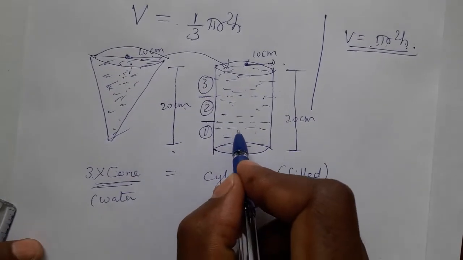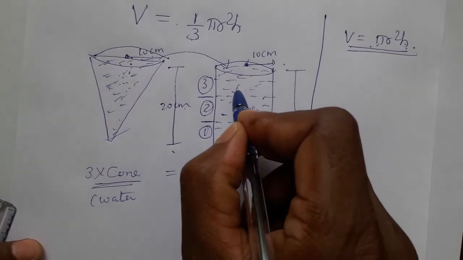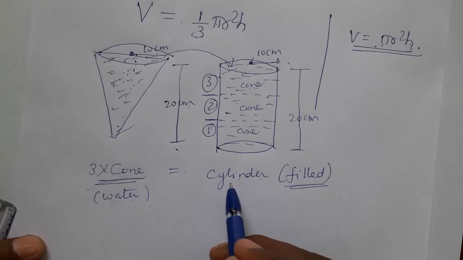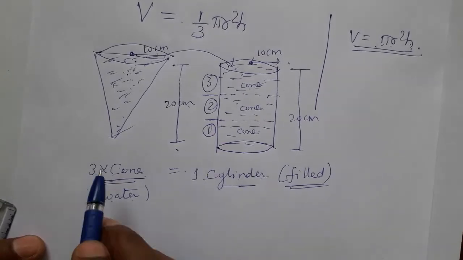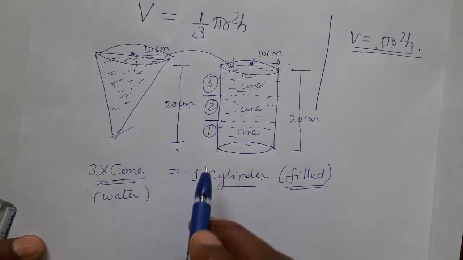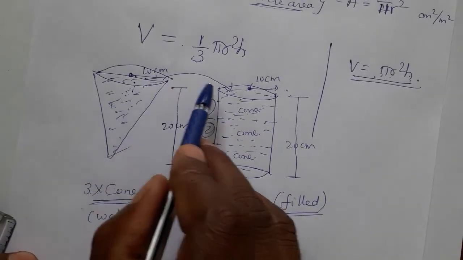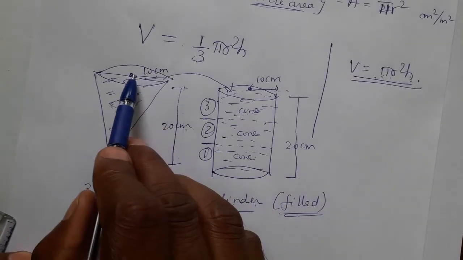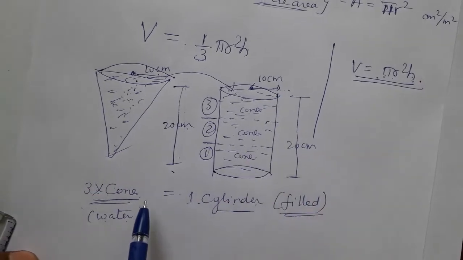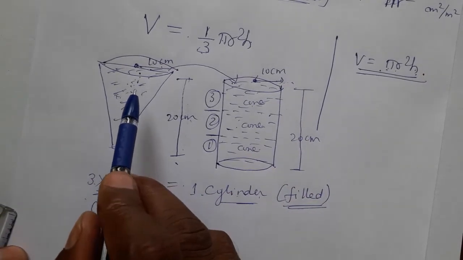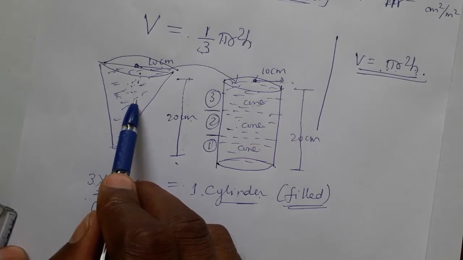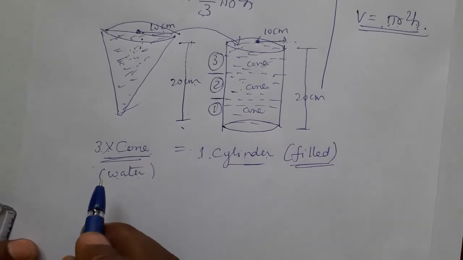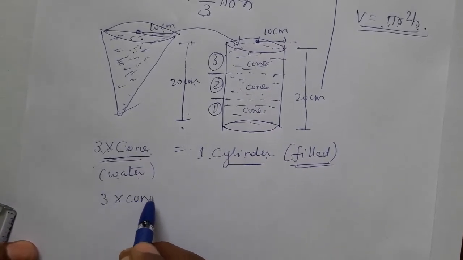That means one cone, two cones and 3 cones. That means 3 times the cone water is equal to one cylinder filled. But remember the condition: same radius base, same height. The cone height and cylinder height should be the same, and the cone radius and cylinder radius should be the same. Under such conditions, the water inside the cone taken 3 times and poured into the cylinder completely fills it. From this we come to the conclusion: 3 into cone is equal to 1 cylinder.